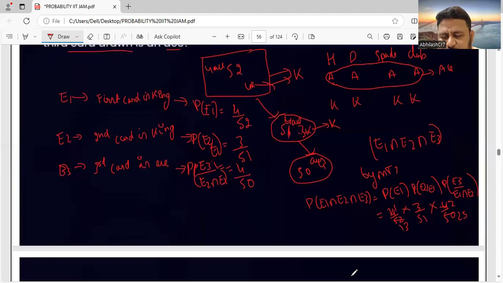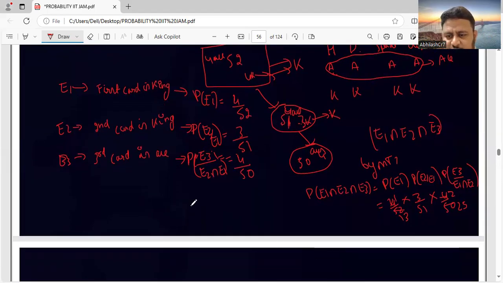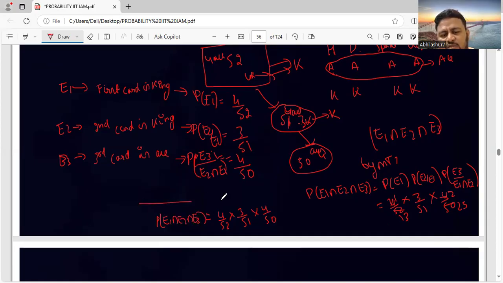Anyway, you can do the calculation by yourself. Ultimately, it is 4 by 52 into 3 by 51 into 4 by 50 for E1 intersection E2 intersection E3. This is the answer for this question. You can simplify this based on the options given.